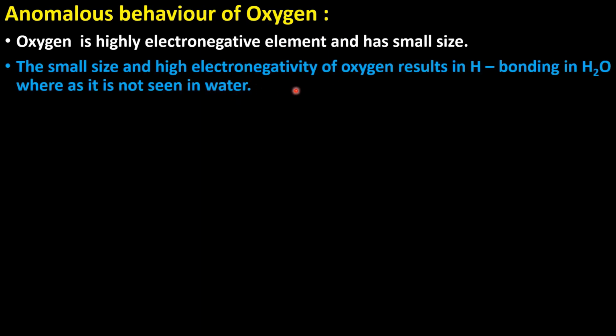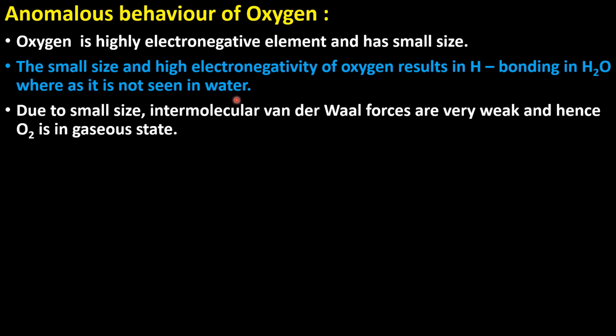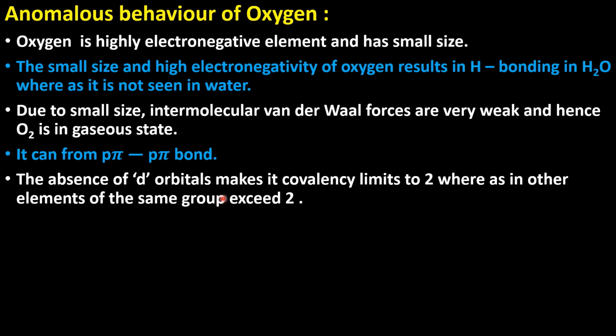The small size and high electronegativity of oxygen result in hydrogen bonding in water, whereas it is not seen in hydrogen sulfide. Due to the small size, intermolecular van der Waals forces are very weak. Hence, oxygen is in a gaseous state. It can form p-pi bonds. The absence of d orbitals limits its covalency to 2, whereas in other elements of the same group, the covalency exceeds.